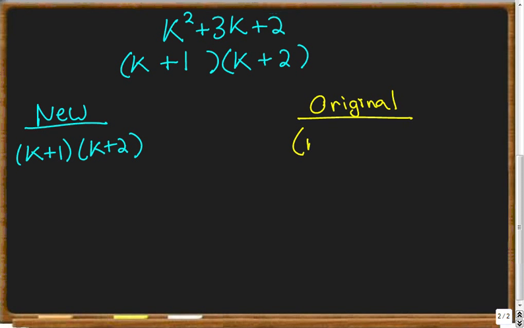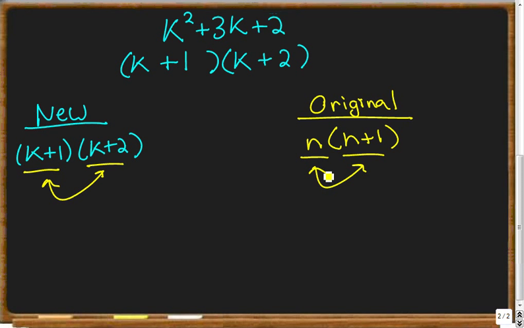My original is n times n plus 1. As you can see, this number is just 1 larger than that, if we're assuming n and k are the same, and that's okay to assume. So this is one term larger than something else. And then we have k plus 2, and we have k plus 1. So both of these are just one number away from each other. That's really the key here: these two are consecutive terms, and these two are consecutive terms.